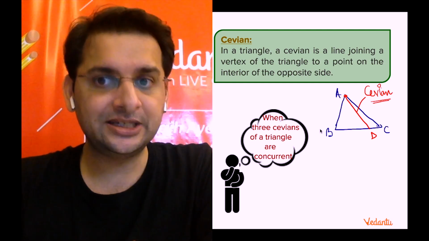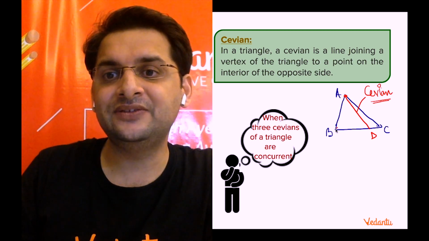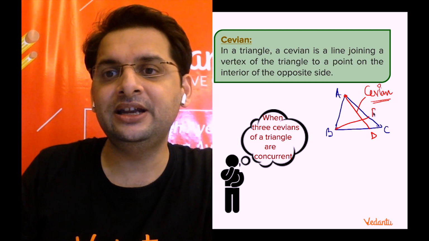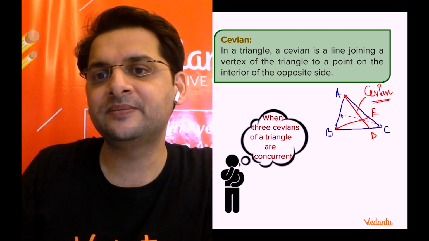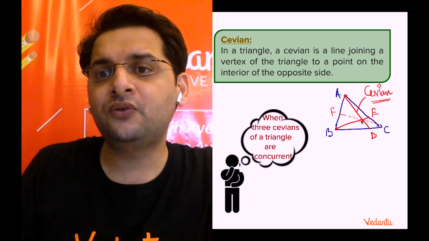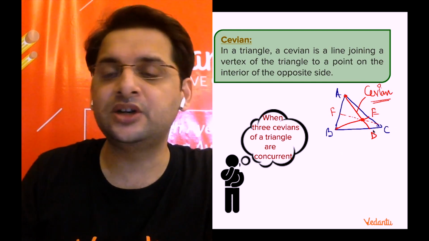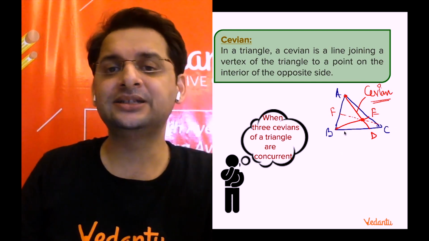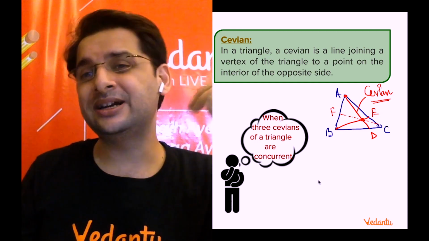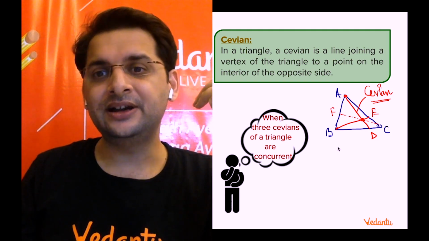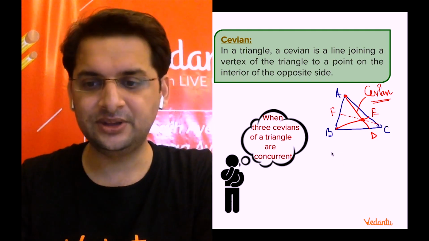Now the question is, when are three cevians concurrent? Let's say we have three cevians AD, BE, and CF which pass through a common point. What is the condition that the three cevians from three different vertices of a triangle are concurrent? Concurrent means they meet at a common point. So we'll be studying that condition via Ceva's theorem.